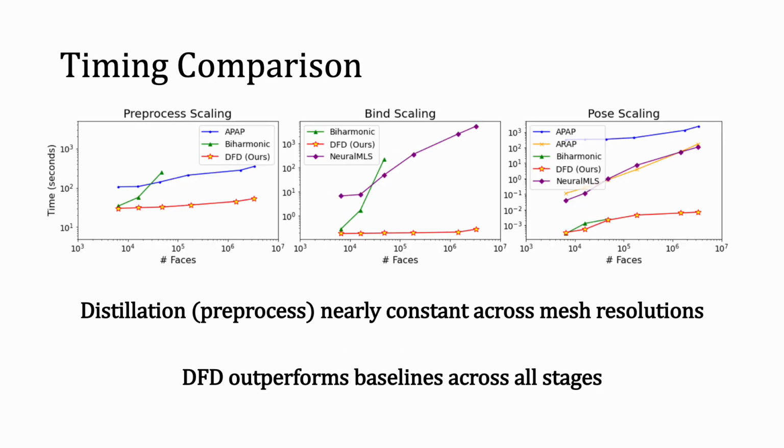To empirically quantify this speedup, we perform an extensive timing comparison across classical and data-driven baselines. We split the deformation pipeline into 3 commonly shared phases and remesh the approximately 6,000 shapes in our evaluation datasets from 1,000 to 10 million triangles. The pre-process phase contains our feature distillation time, which, as expected, is nearly constant with respect to mesh resolution. Furthermore, our method is faster than or is on par with all baselines across all resolutions.